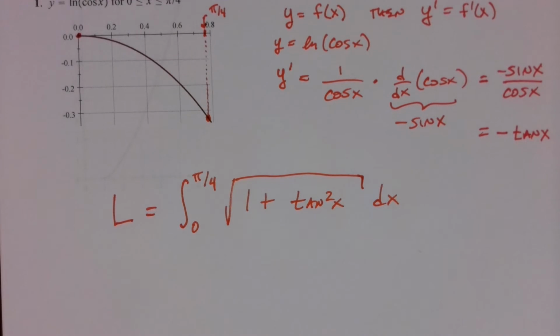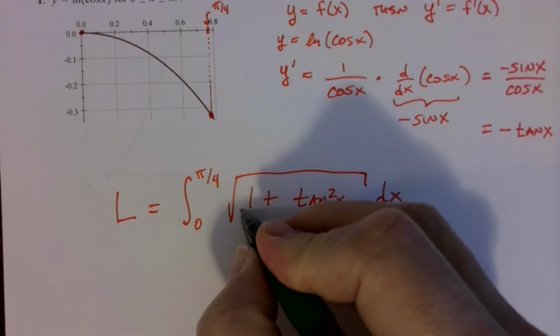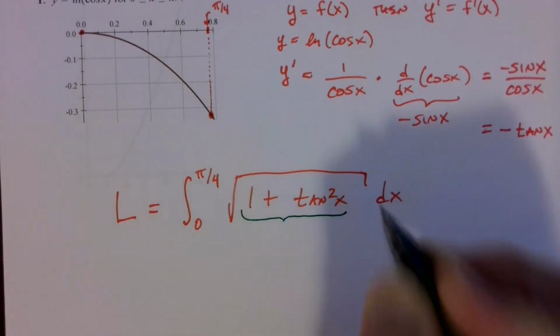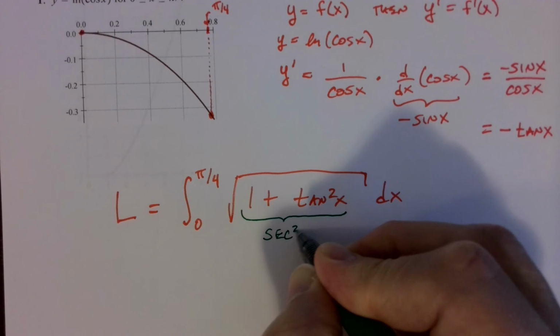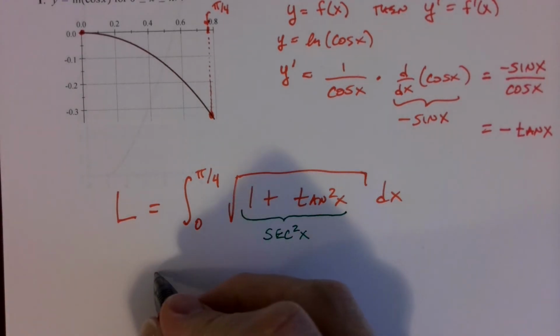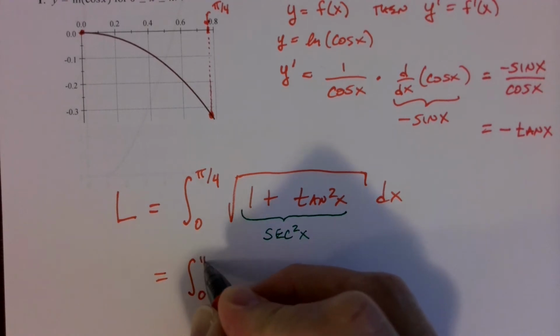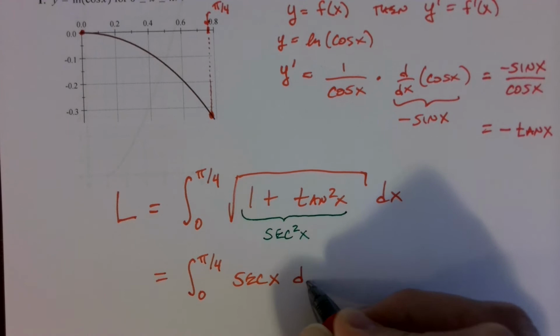Now you look at this and say, well, what are we going to do? I don't know. Well, this should look kind of familiar from when we were doing trig substitution. At least this right here should look familiar. What is 1 plus tangent squared x? By the Pythagorean identity we've used before, that's secant squared x. 1 plus tangent squared x is secant squared x. And so when I take the square root of secant squared x, I get just secant x. And so this function actually simplifies down to this.